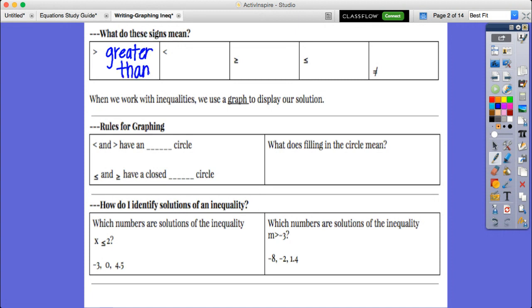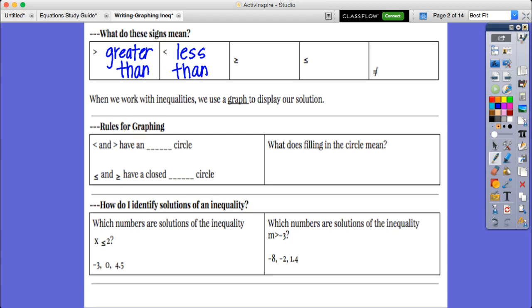Anytime you have a sign written in that direction, it means greater than. This next sign means less than. These signs were also referred to as the alligator eating the bigger number, probably in lower grades, but we refer to them as greater than, less than.